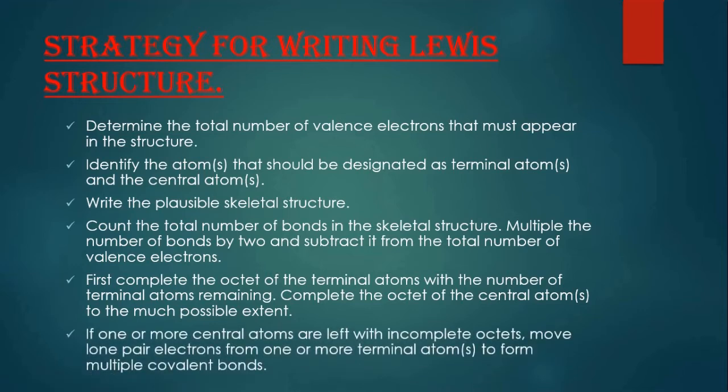In the final step, if one or more central atoms are left with incomplete octets, move lone pair electrons from one or more central atoms to form multiple covalent bonds. Now, let us write the structure of some compounds. I'll be guiding you to write the structure of some compounds, and later I'll do another video to explain the others. I think I'll be taking cyanogen and nitronium ion for this presentation.